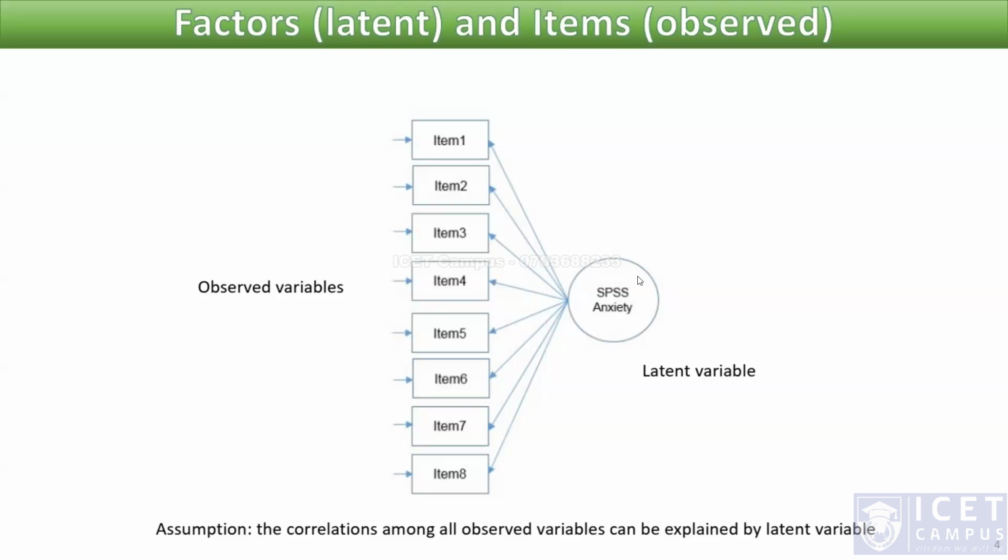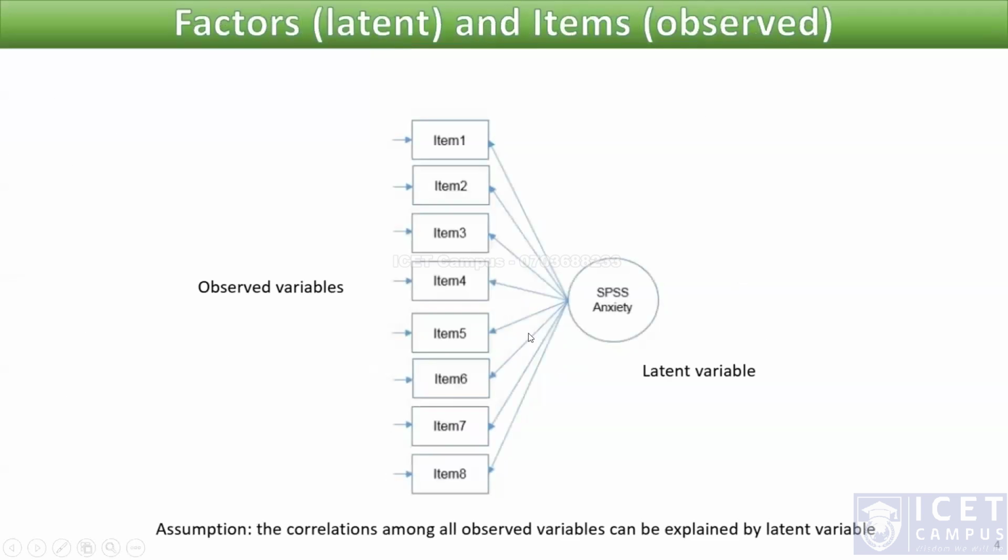For example, here SPSS anxiety. There is no scale to measure the anxiety directly, so we ask some questions. These are the observed variables. There are 8 items there. By combining these 8 items, we can take them as the SPSS anxiety. The assumption is that all the correlations among all variables can be explained by the latent variable. So I think you got the idea of latent variables and observed variables. A latent variable is created by taking many pieces of information from these observed variables.